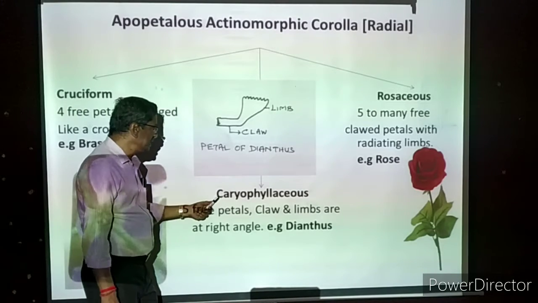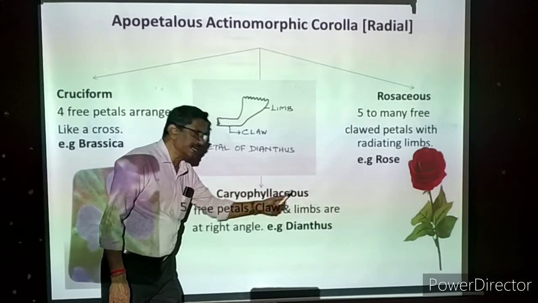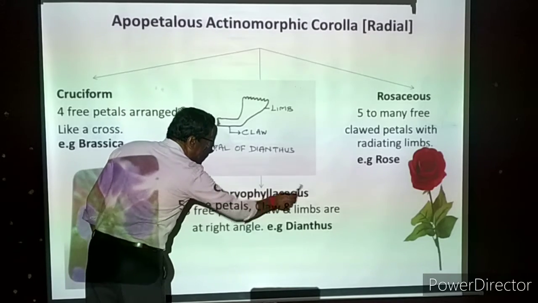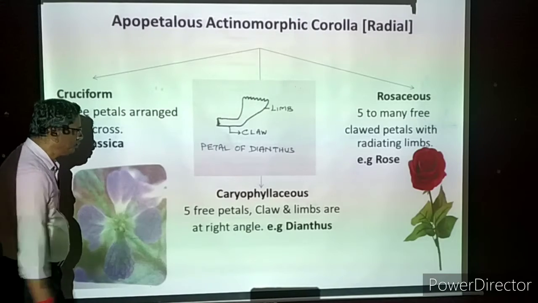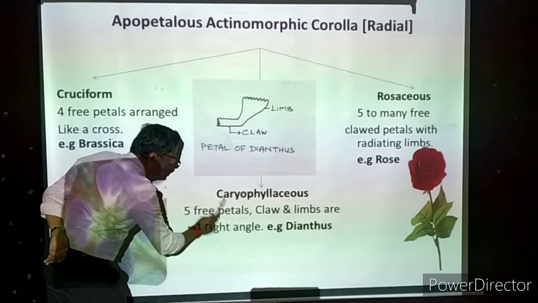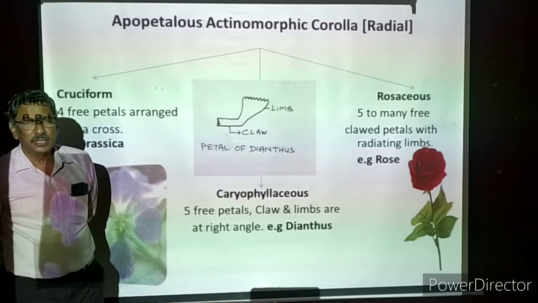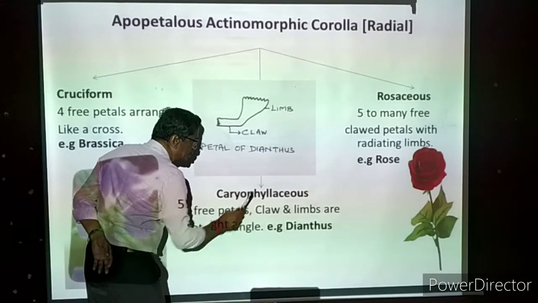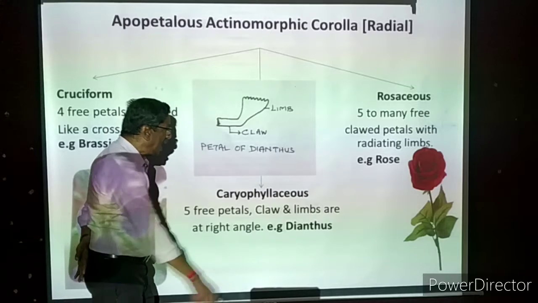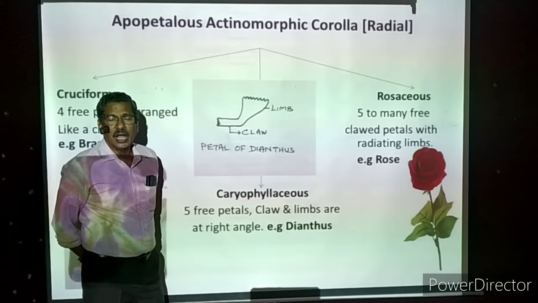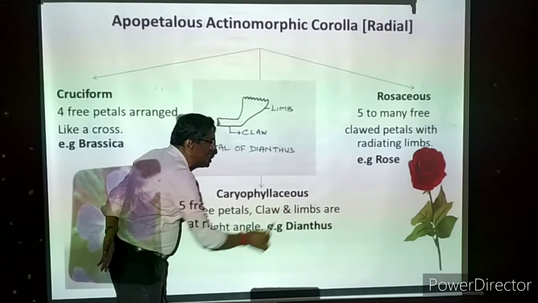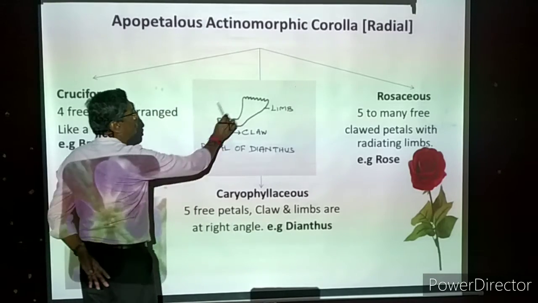The second one is caryophyllaceous, C-A-R-Y-O, caryophyllaceous. What is the meaning of caryophyllaceous? Five free petals will be present in the corolla of these flowers. The next one is claw and limb. We have to know what a claw is and what a limb is. I am taking one petal.